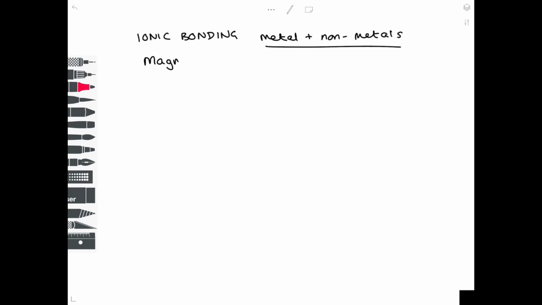Let's look at ionic bonding now. So it's ionic, which means it has to be a metal and a non-metal. Use your periodic table to double check that the 2 things you've been given are metals and non-metals. If they're not, they're asking about covalent bonding. So let's have a look at magnesium oxide, for example.